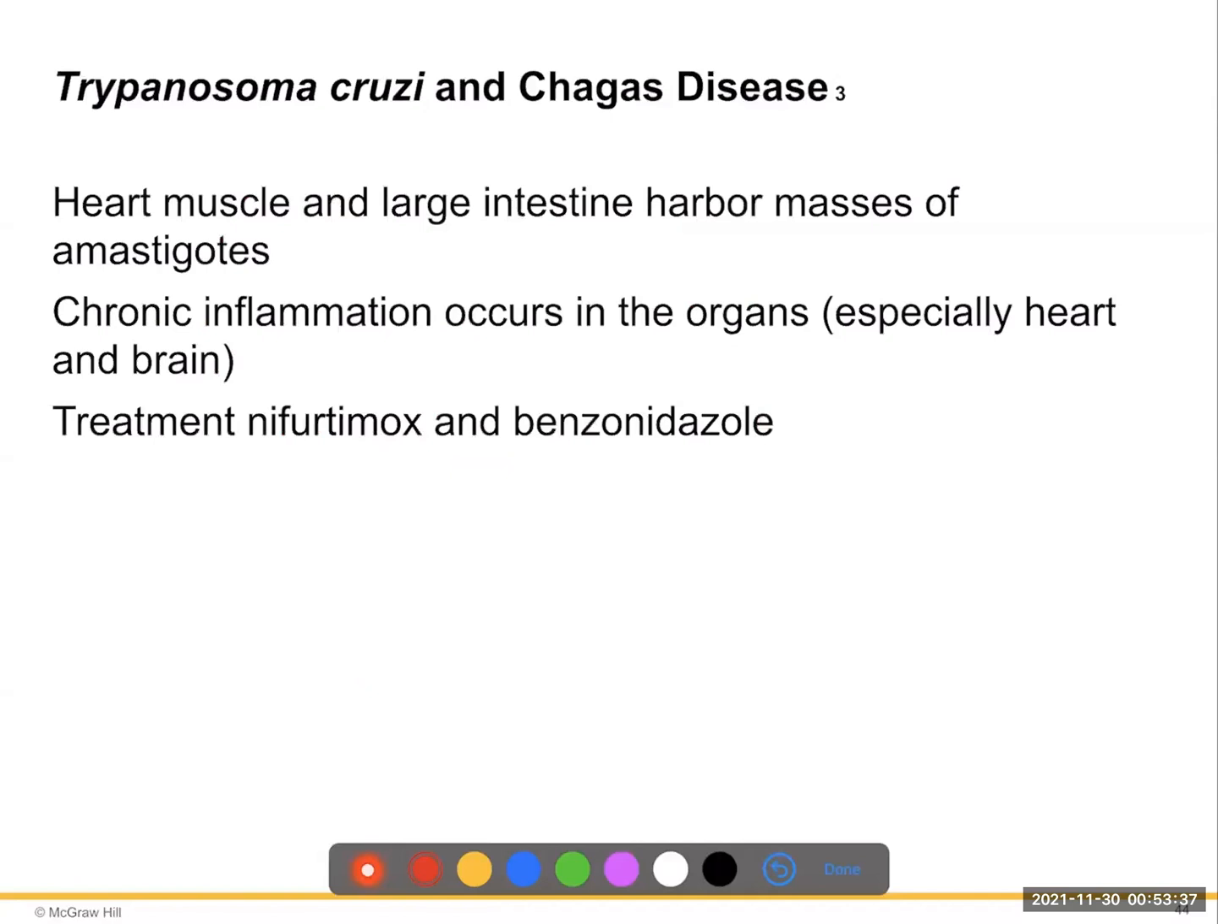The heart muscles and large intestines harbor masses of amastigotes. That's your first stage, with no flagella. Chronic inflammation occurs in the organs, especially the heart and the brain. Treatment is nifurtimox and benznidazole.